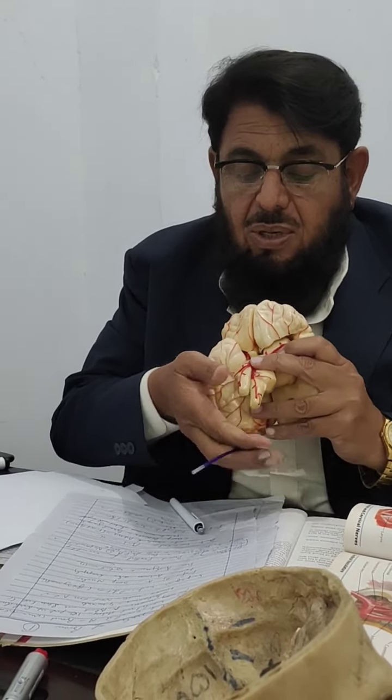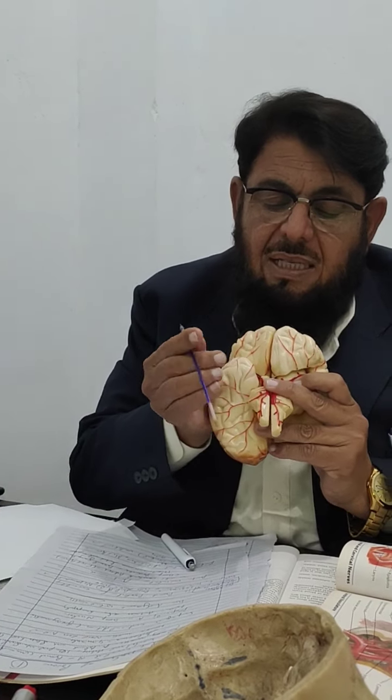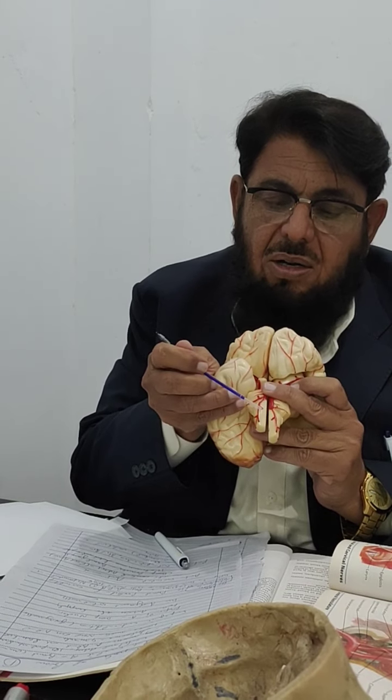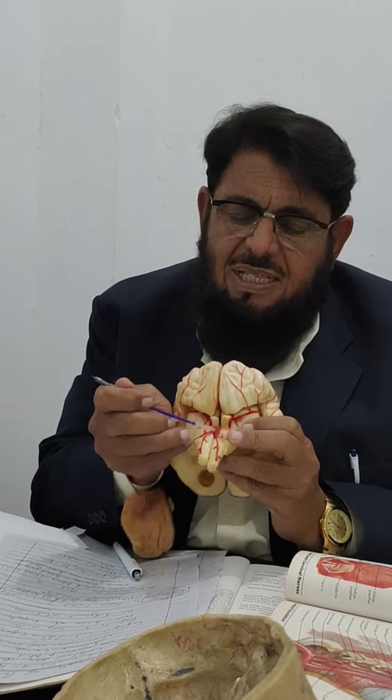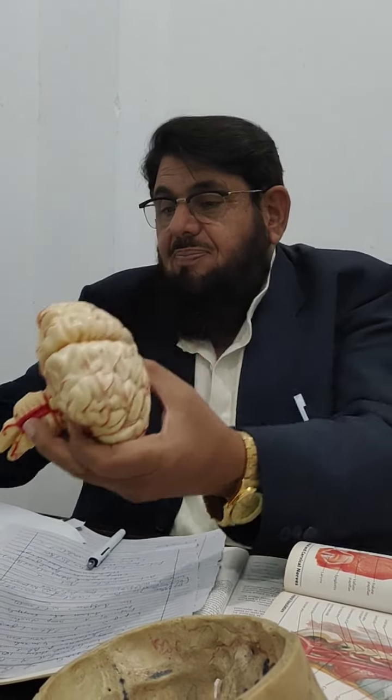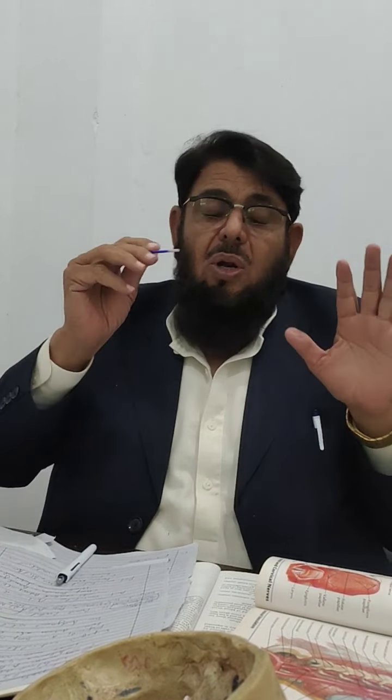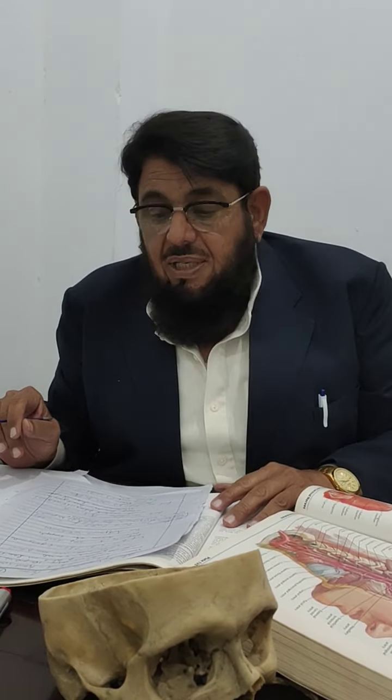Look, these two vertebral arteries ascend upward and unite with one another to form the basilar artery there. Okay, in this way the blood supply of the whole of the brain is from two vertebral and two internal carotid arteries. Internal carotid, a branch of common carotid, and the vertebral arteries, branch of the subclavian artery.